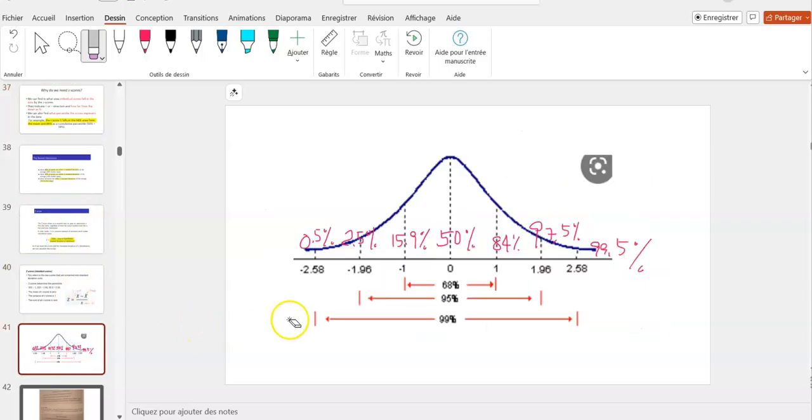And then this is what I showed you. So zone 1 is between 15.9 and 84. So that is zone 1. And then 97.5 and 2.5, that is the 95% zone, standard deviation 2. And then 99.5, that is standard deviation 3, the right part.